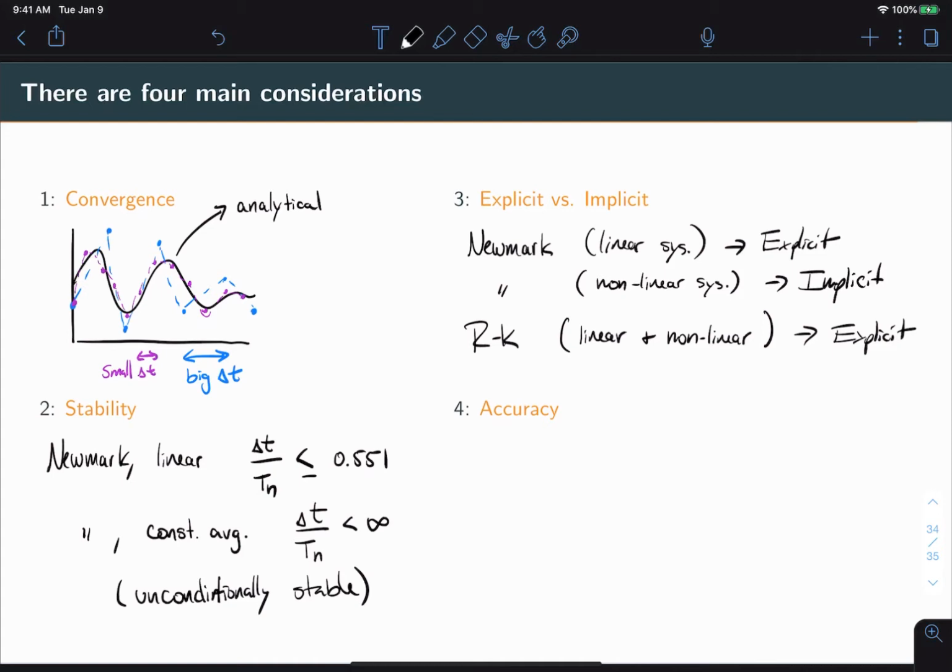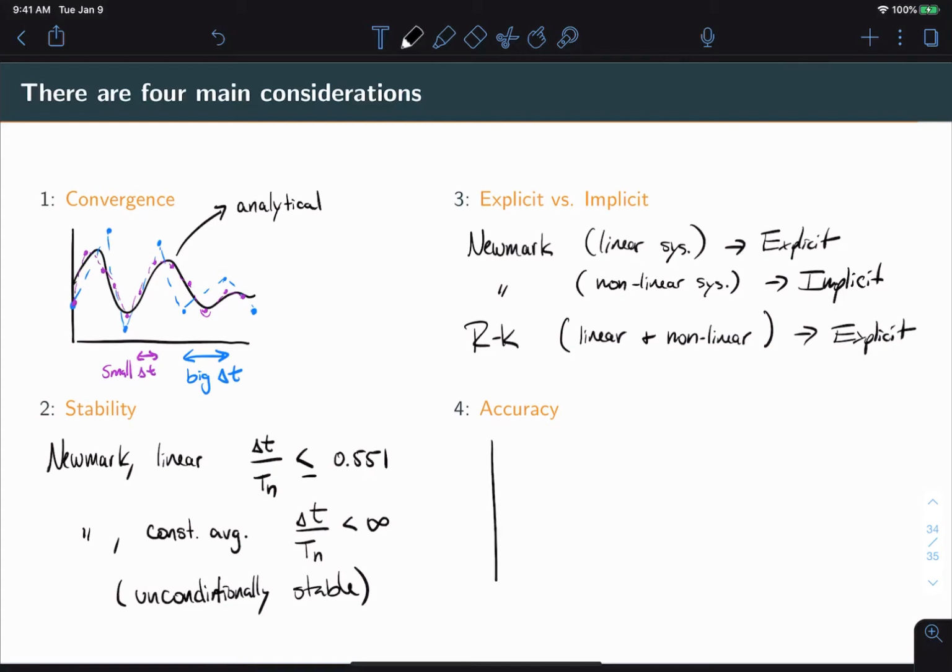And finally, the accuracy consideration is perhaps the most important. This really trumps both convergence and stability, but essentially says a similar thing. As delta t gets smaller, the algorithm should become more accurate. And there's a few ways to measure that accuracy.